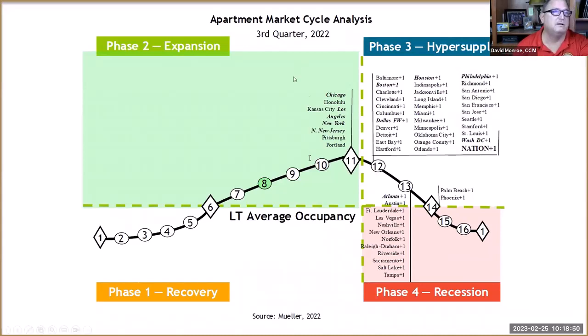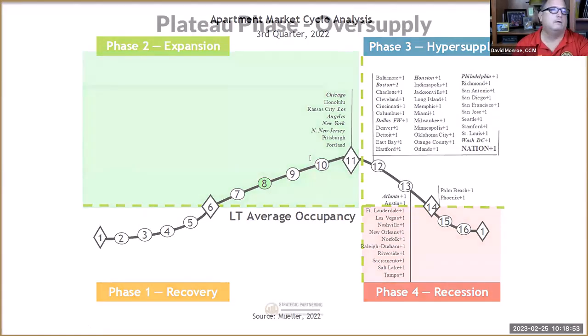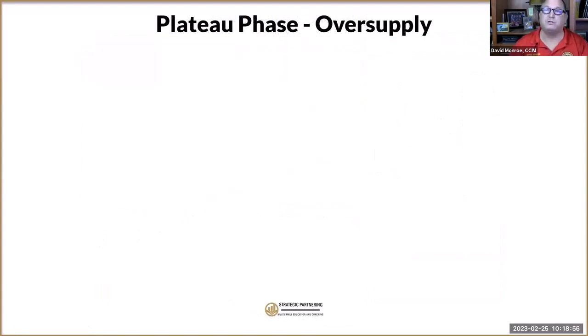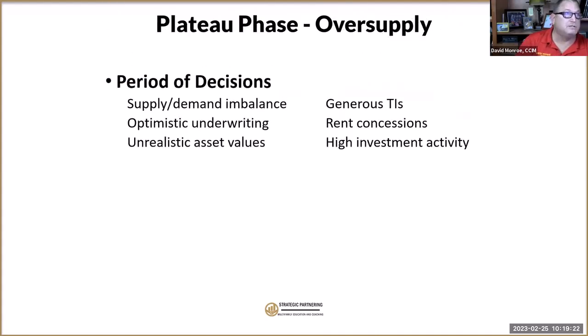All right, so let's talk about the phases that are important to us for lease option. We have the oversupply phase and the recession phase. I call it oversupply. He calls it hypersupply. In the oversupply phase, that's what's known as the plateau phase. And I didn't make this stuff up. This is taught by the CCIM Institute, which they drew from the financial world when we talk about real estate market cycles. In the plateau phase, we're in a period of decision, and we've kind of been here for a little bit now.